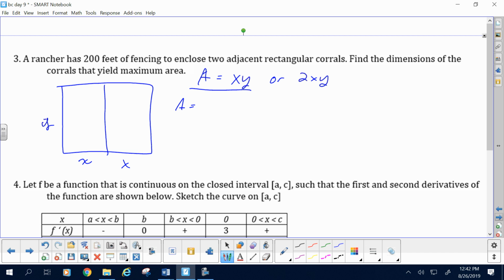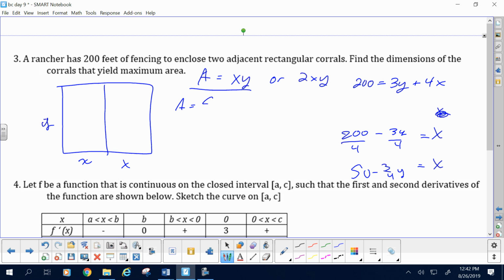So what do I do to get it down to 2? Substitute. So what is the other relationship? 200 equals 3y plus 4x, and solve it for one or the other, doesn't really matter. Did you solve for x or y? X. X is (200 minus 3y) over 4, so x is something like 50 minus 3/4 y. When you distribute, you get 50y minus 3/4 y squared.